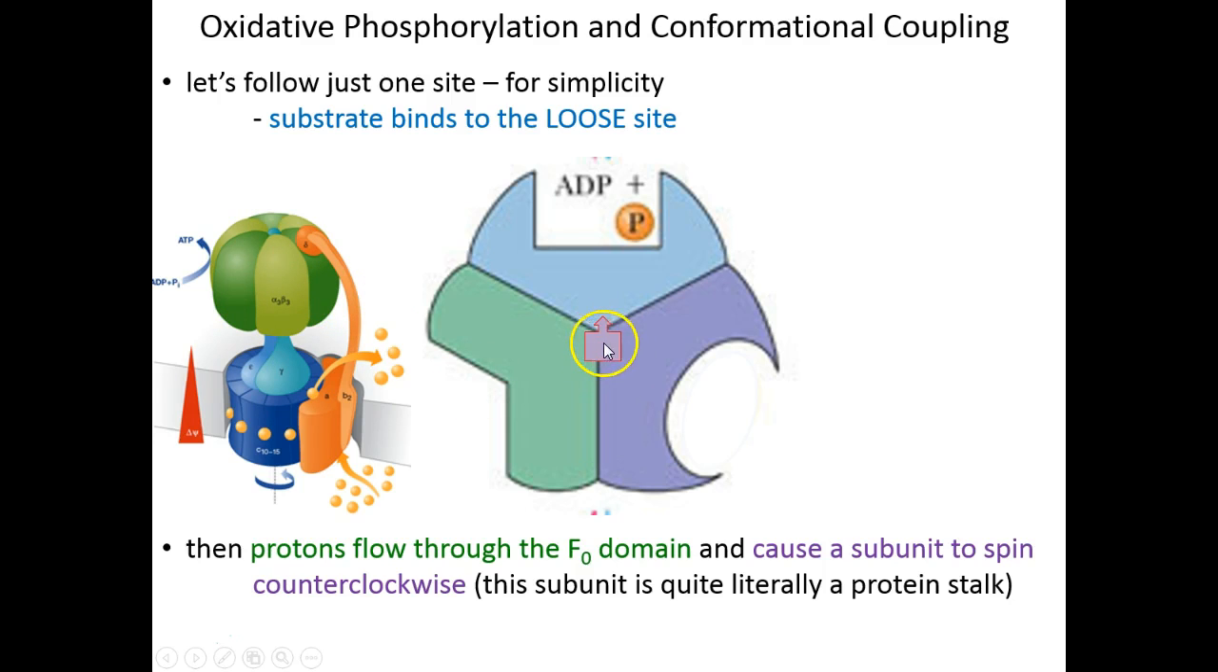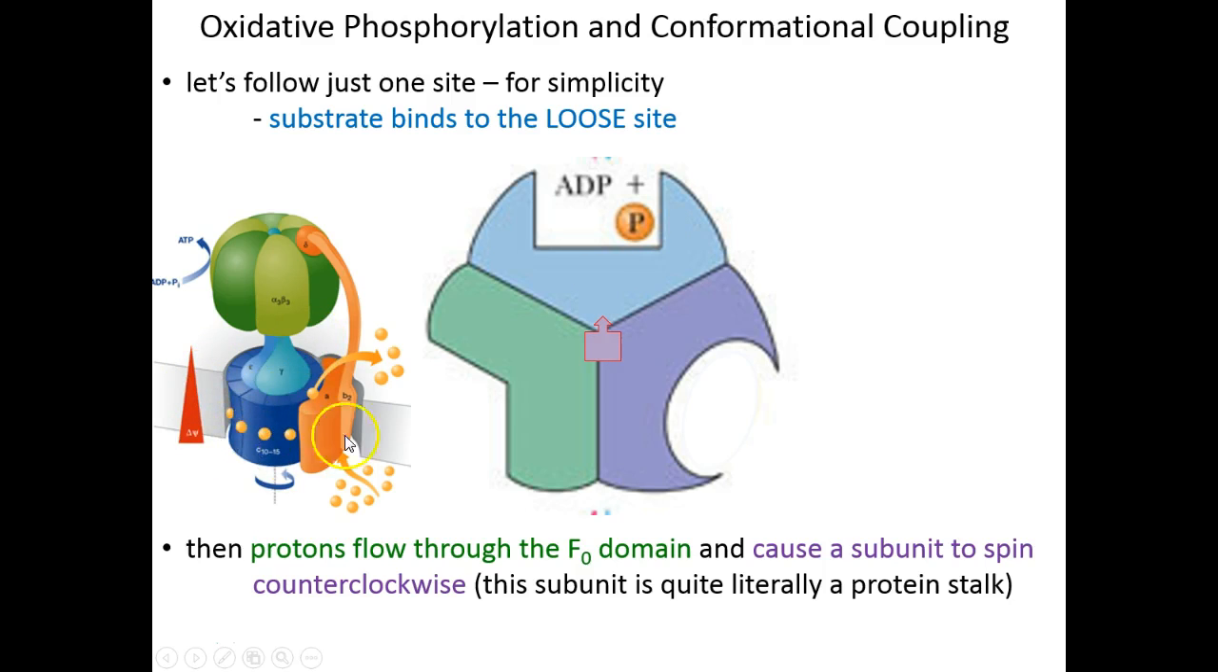And here is that stalk. Imagine that we're looking down from the top. So imagine we're kind of bent over here and we're looking down onto the F1 region, and this is that stalk with the perturbation, that little bump there. Wherever that bump is going to be the open site.